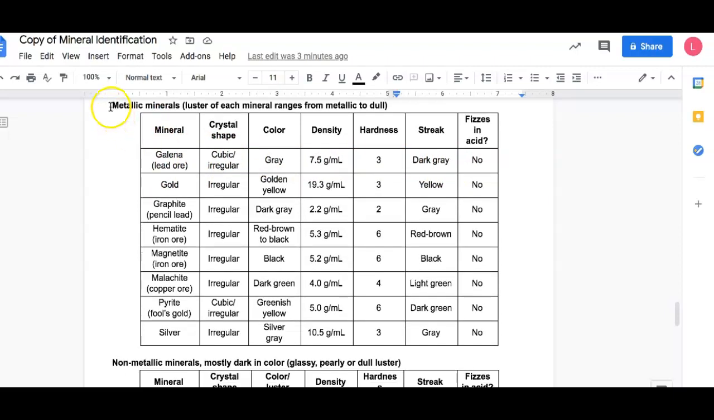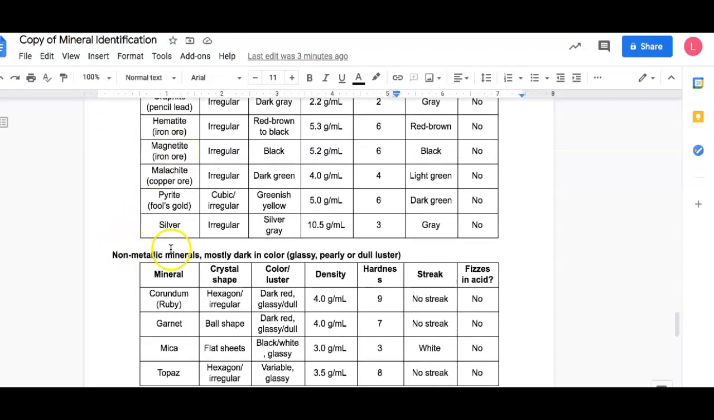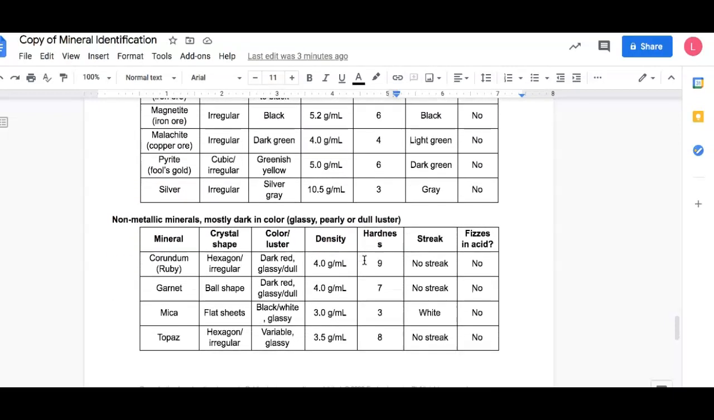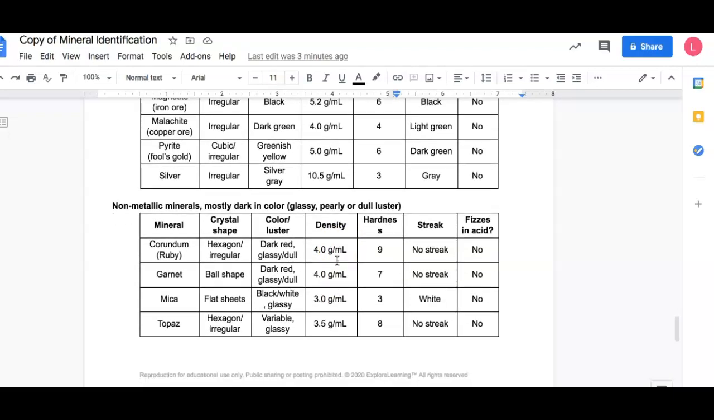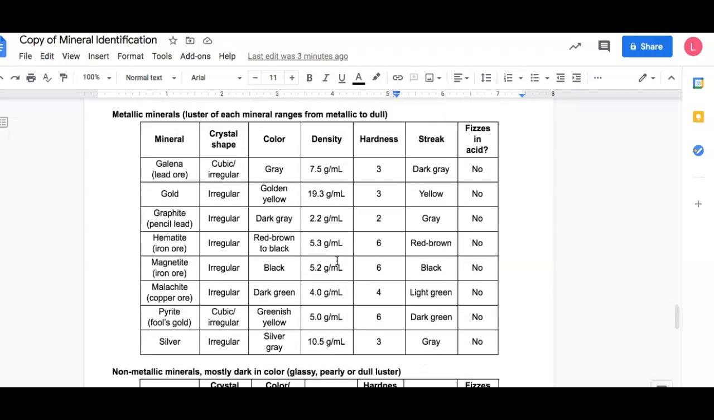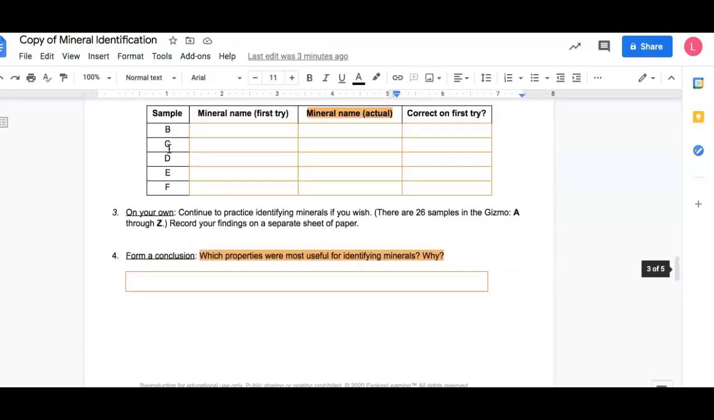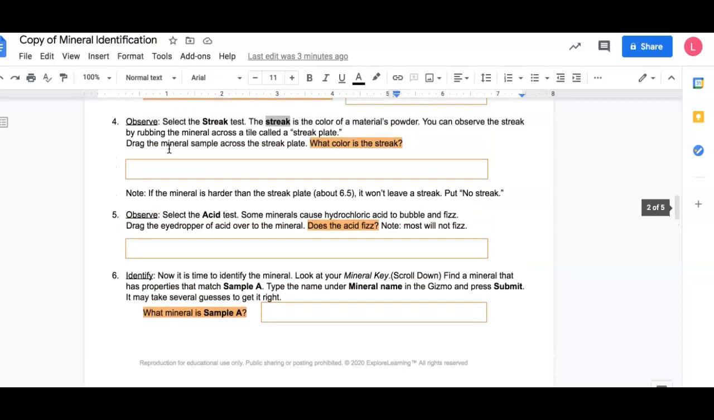These are divided up in two ways, metallic and non-metallic. So glassy, pearly, or dull. Ours didn't have a streak. It's a grayish silver color. What was its hardness? What was its density? I'm going to work backwards to figure out what the mineral was and then put that in here.